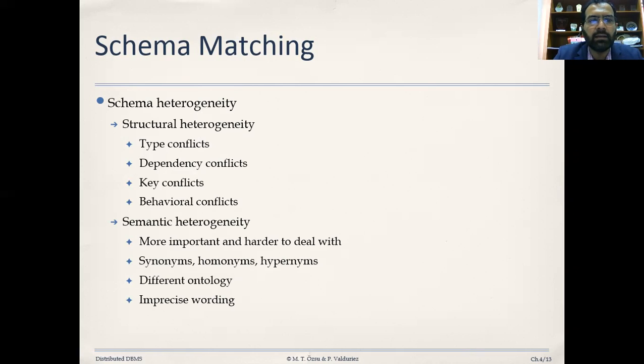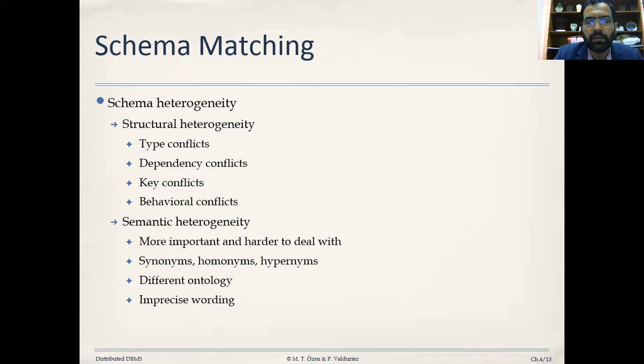The second component, which is very important whenever we go for schema heterogeneity, is the semantic heterogeneity. It is easier to resolve the types, the keys, and the behavioral conflicts, but it is difficult to manage the semantic heterogeneity. That is why we say it is more important and harder to deal with.